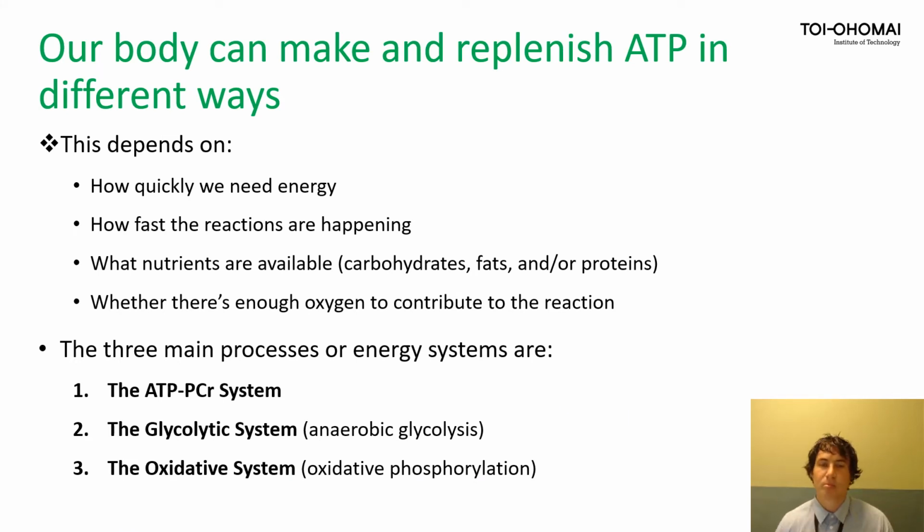So our body can replenish this ATP in a few different ways, and it depends on a few things. How quickly are we asking our body for energy? So what's the demand for ATP at the moment? You think sitting down right now, the demand for ATP isn't huge, so we can afford to do it slowly. How fast are the reactions happening, so what do we have available in terms of enzymes and catalysts to help speed up or slow down those reactions? What nutrients are available? So in our blood, what have we got floating around in terms of carbohydrates, fats, and proteins? What are our stores like?